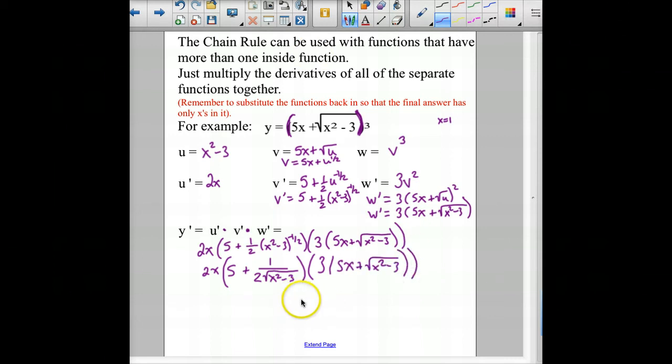So if you're trying to match this with what the book has, they probably got a common denominator with that too, but we're just going to leave it like that.